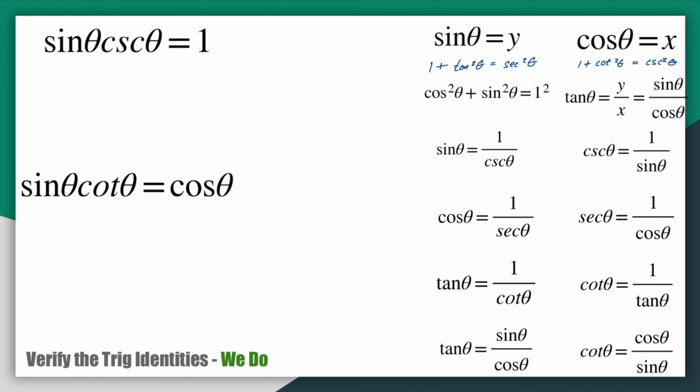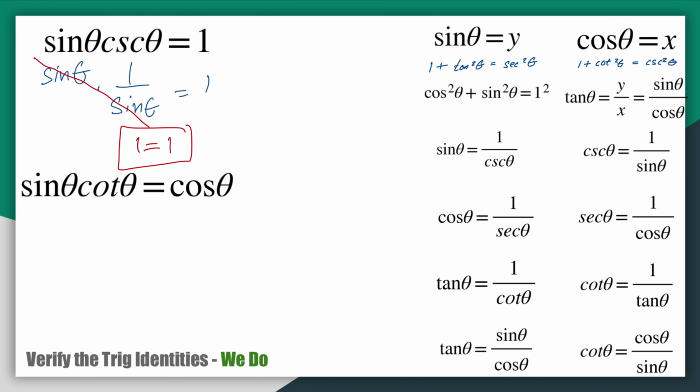I could substitute. So I'm going to do the first one. I'm going to use the cosecant one. I'm going to say 1 over sine. So this is sine theta times 1 over sine theta is equal to 1. Sine theta over sine theta cancels. I get 1 is equal to 1. Boom. I have proved that the left side is equal to 1.